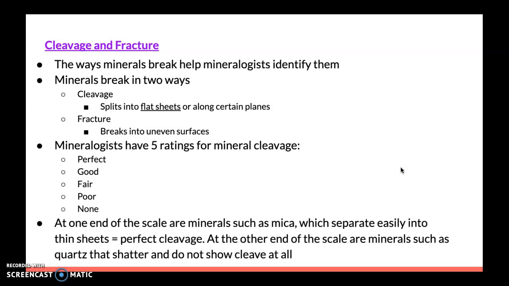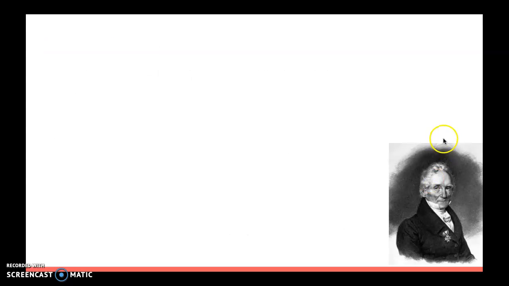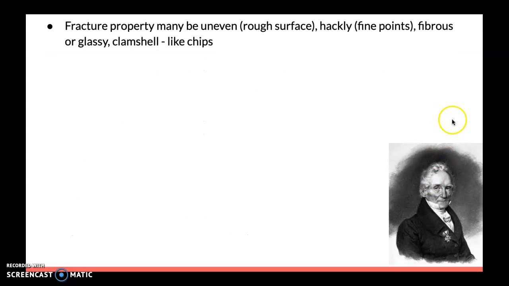At one end of the scale are minerals such as mica, which separates easily into thin sheets, so that would show perfect cleavage. At the other end of the scale are minerals such as quartz that would shatter, so they would not cleave at all, so they would have none. Then fracture properties: many are uneven, with a rough surface, hackly with fine points, fibrous, or glassy like a clamshell, and kind of like chips when it breaks.